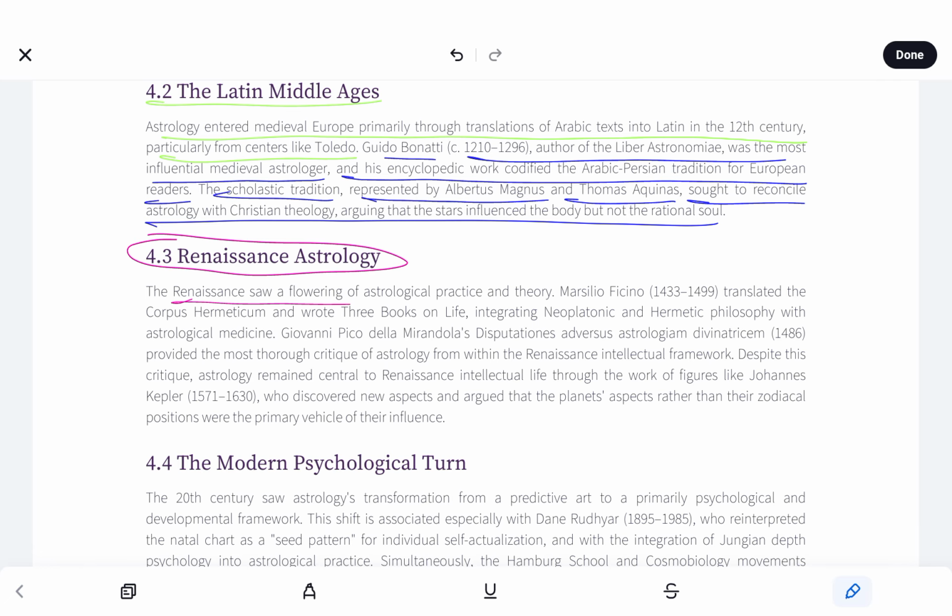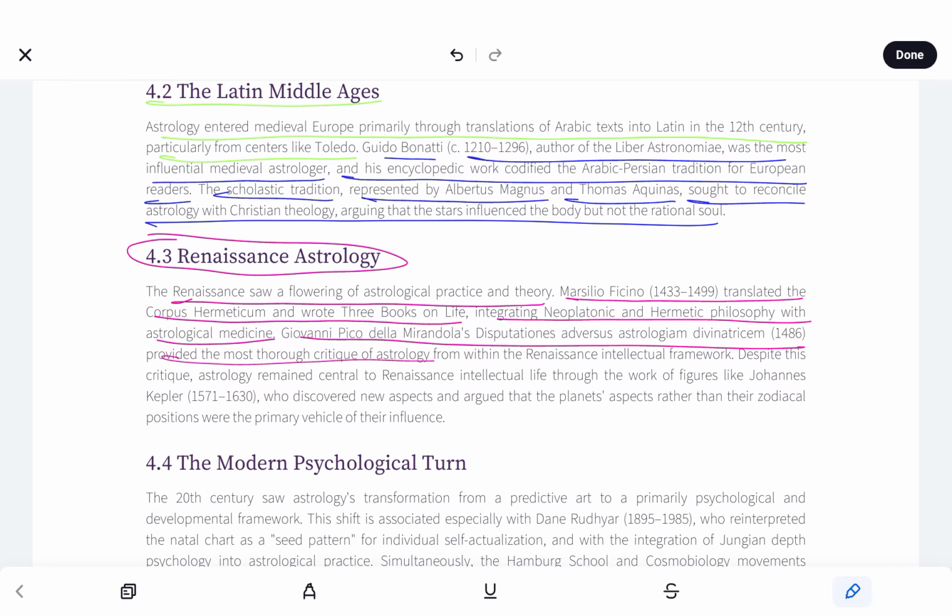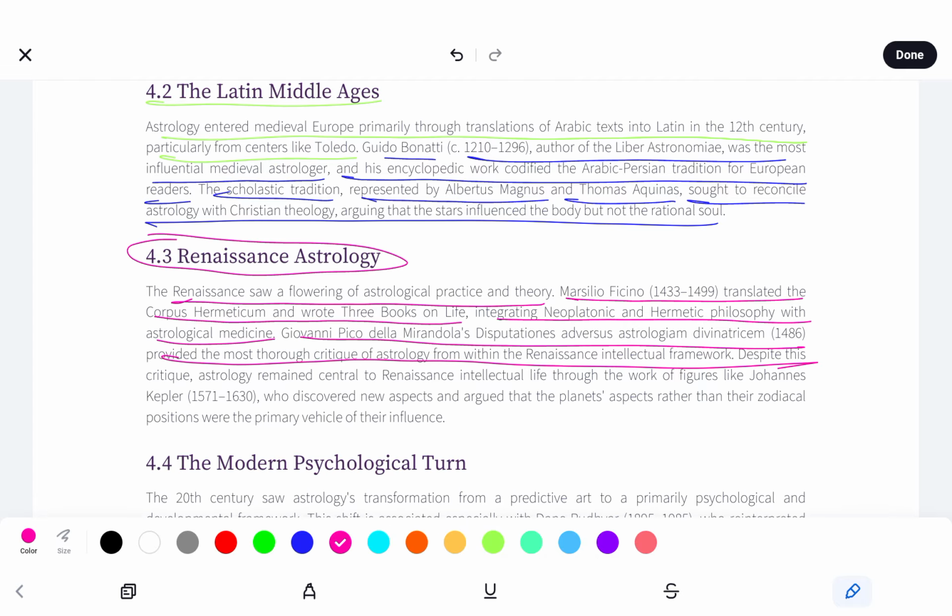The Renaissance saw a flowering of astrological practice and theory. Marsilio Ficino translated the Corpus Hermeticum and wrote Three Books on Life, integrating Neoplatonic and Hermetic philosophy with astrological medicine. Giovanni Pico della Mirandola's Disputationes Adversus Astrologiam Divinatricem, which is from 1486, provided the most thorough critique of astrology from within the Renaissance intellectual framework.